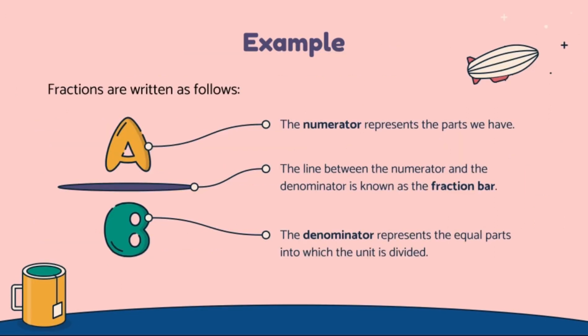Let's do an example. As it says here, A is the numerator, which represents the parts we have, and B is the denominator, which represents the equal parts which the unit is divided into. And the line between the numerator and the denominator is also known as the fraction bar.